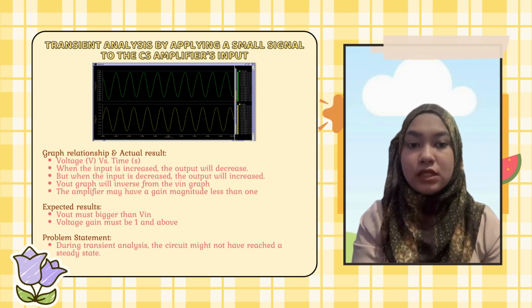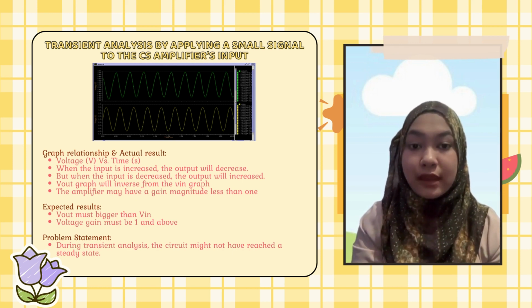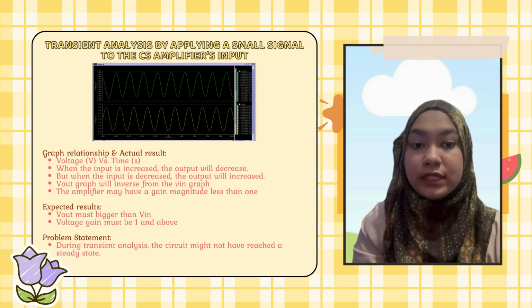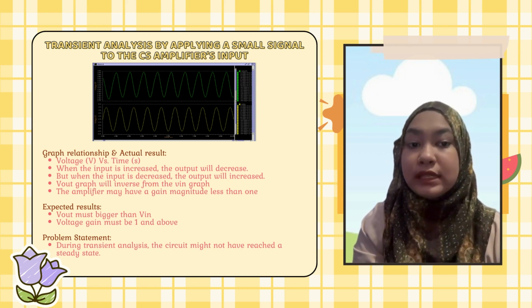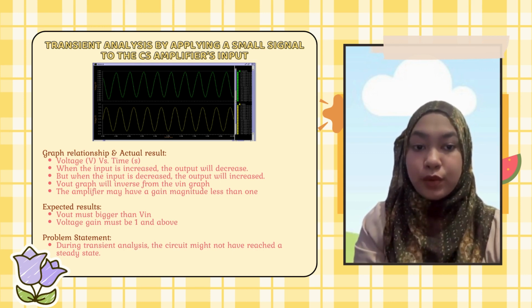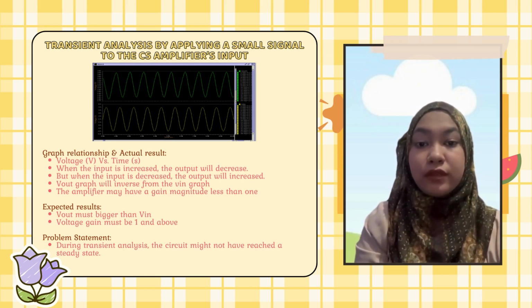The graph relationship is voltage versus time. When the input is increased, the output will decrease. Also the same when the input is decreased, the output will increase. The voltage output graph will be inverse from the voltage input graph.